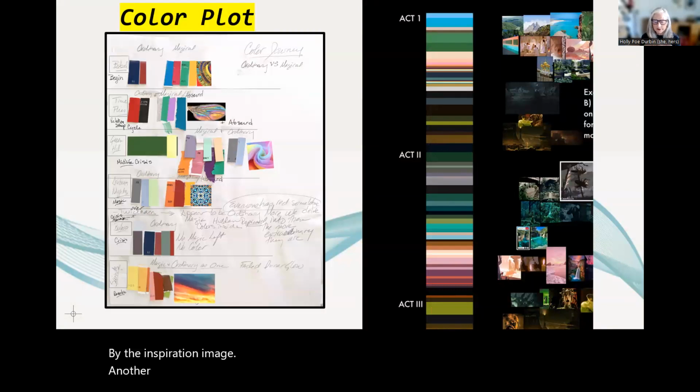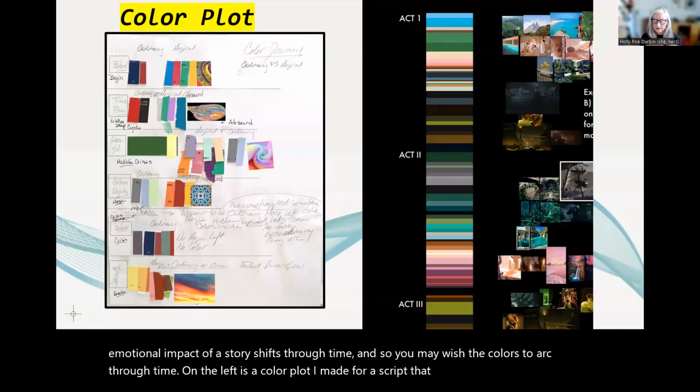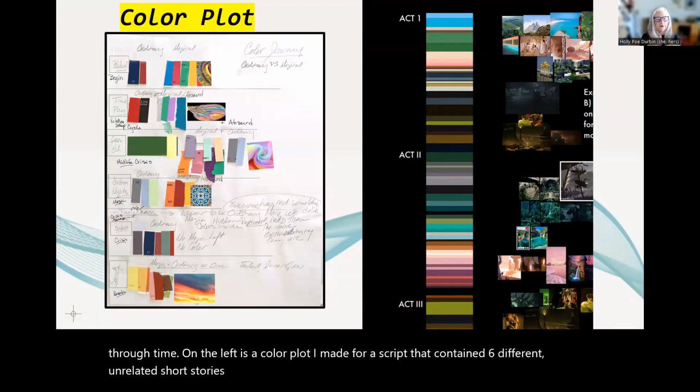Another important consideration is the use of color throughout the entire show. The emotional impact of a story shifts through time, and so you may wish the colors to arc through time. On the left is a color plot I made for a script that contained 6 different unrelated short stories. At the end, we find out what the whole scheme was.